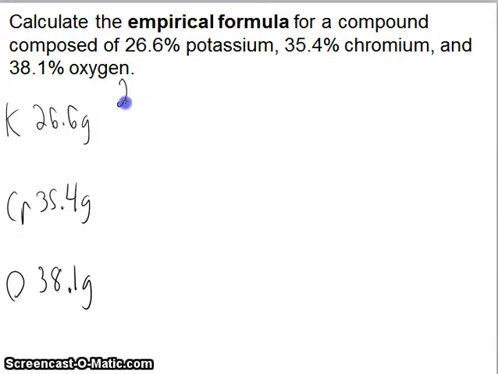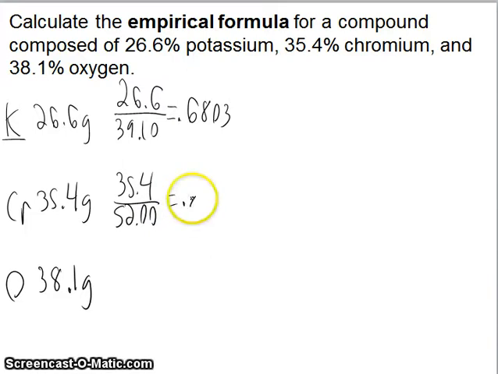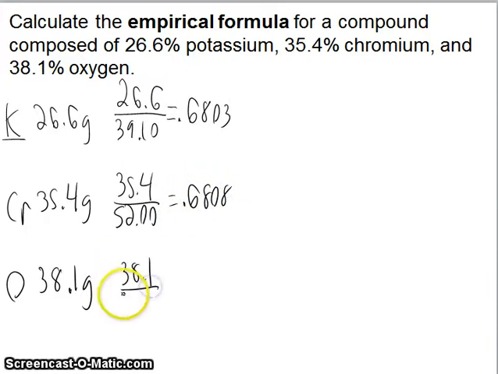Well, the way that you're going to do that is you are going to take that number and divide by the molar mass of the element. I'm rounding from the periodic table. This 39.10 is the mass of potassium. So when you do that, you get a number. We'll use this here in a second. So chromium, I'm going to take my 35.4, I'm going to round his mass to 2 decimal places, and we get 0.6808. Now the one thing you need to consider when you're doing this is there would probably be more decimal places than just 1 up here.